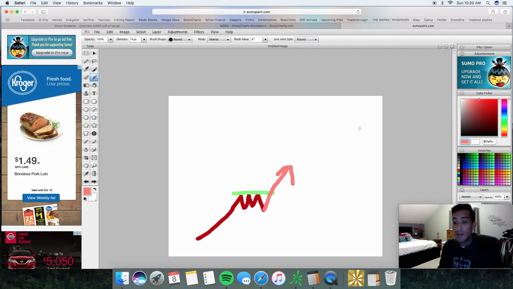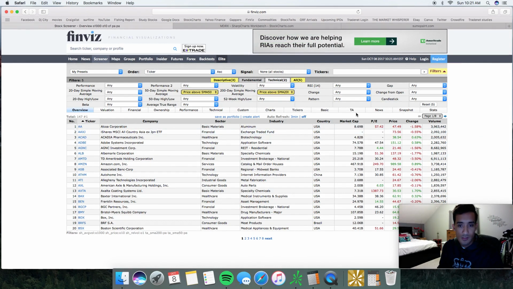So I'm looking for at least 2 touches, and it's kind of a flag pattern. So it's up. This is the pull itself, and then this will be the flag, and then you break through the consolidation, and you should be able to get a decent gain out of it. All right, so now let's go back to FinViz. So it gives me the 8 pages.